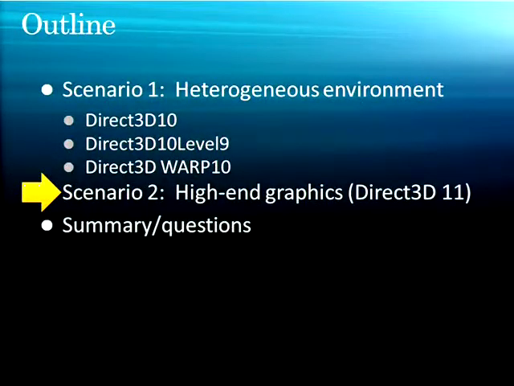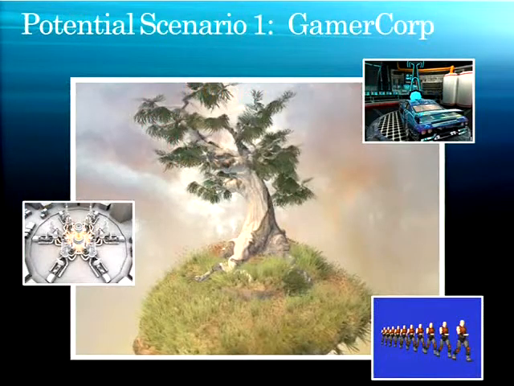But that brings us now to moving on to Direct3D 11, which is the high-end graphics scenarios. And we have a lot of content here. This is pretty cool stuff. So the scenario here that we're going to talk about is GamerCorp, right? So GamerCorp, they have complex shaders. They have really complicated environments. They have animation going on, lots of characters running around, all this stuff happening. And of course, they want this to happen at interactive frame rates, which is upwards of 60 frames a second.